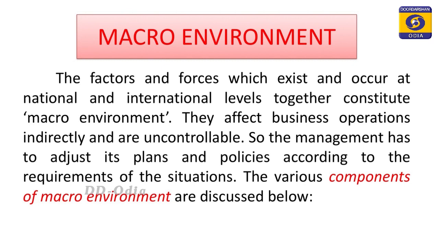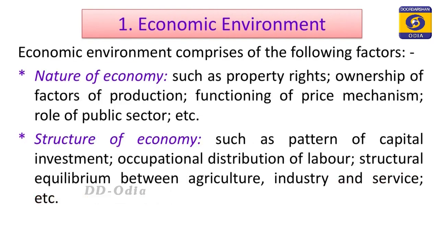There are 5 types. One is economic environment. Economic environment comprises factors like nature of economy. What is nature of economy? Such as property rights, ownership of factors of production. There are different factors of production: land, labor, capital, organization. Who are the owners of land? What is the ownership structure of factors of production? Functioning of price mechanism, role of public sector. So, these are the factors coming within the scope of nature of economy.